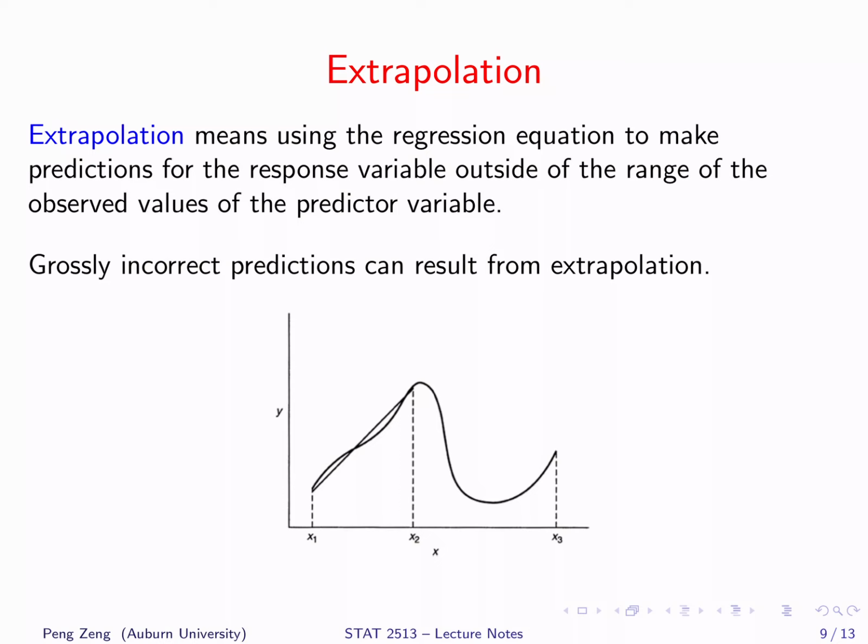For example, the relationship between y and x may be a complex pattern as shown in the graph. If we only collect data for x in the range of x1 and x2, we may find that a linear equation can fit the data very well. However, if you try to apply the regression equation beyond the range of x1 and x2, you will get a misleading result.